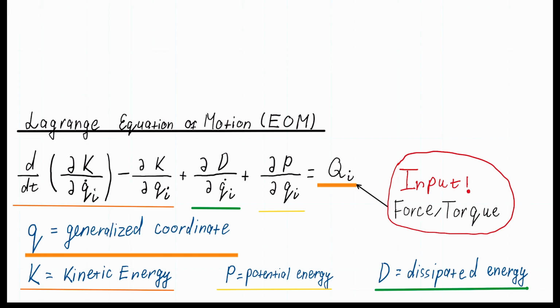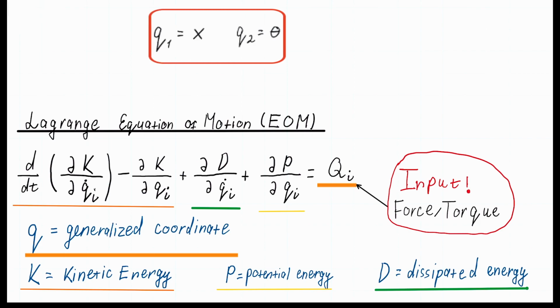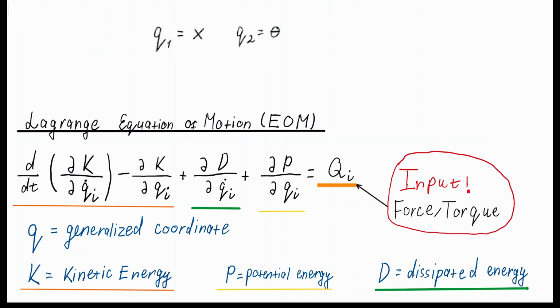Lowercase q is our generalized coordinate that describes our object's positions. We need coordinate x to show where the cart is located, so q1 will be x. And to know the ball position, we will need theta, so q2 will be theta. Since we have two coordinates q1 and q2, we will also have two Lagrange equations. Uppercase Q is input or force applied to the system. These are the forces that are directly applied to affect our generalized coordinates.